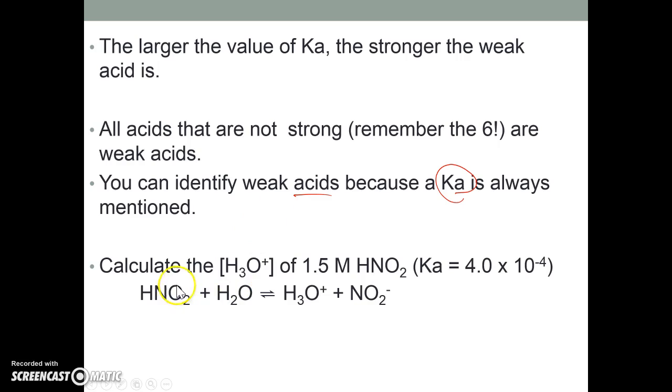So let's take an example. Calculate the H3O+ concentration of 1.5 molar HNO2, not HNO3, HNO2, with an equilibrium constant for the weak acid of 4.0 times 10 to the minus 4th. Remember, there's no units on that. Let's look at this equation.